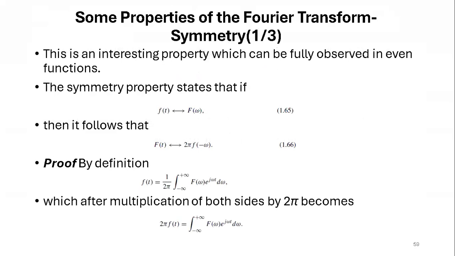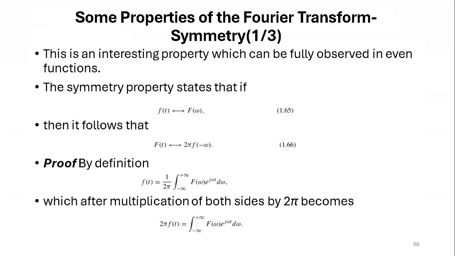Now, Fourier transform symmetry. This is an interesting property which can be fully observed in a function. The symmetry states that if f(t) implies F(omega), then it follows that F(t) implies 2 pi f(minus omega). Proof by definition.